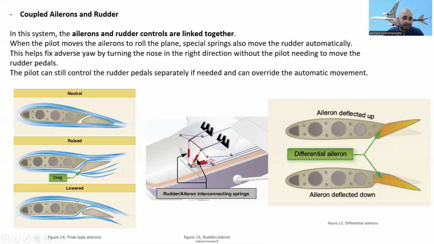You can go through these pictures. You can see the Frise type ailerons here. Airflow goes from here, and this area can move down. You can see the drag is happening here. And this one is the rudder aileron interconnecting spring. And this one is differential ailerons.